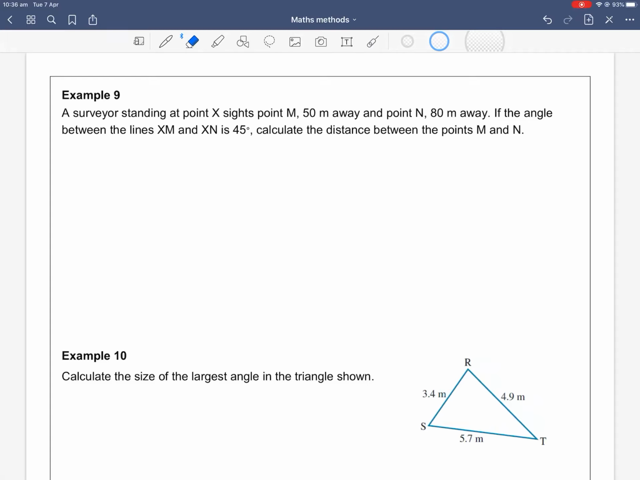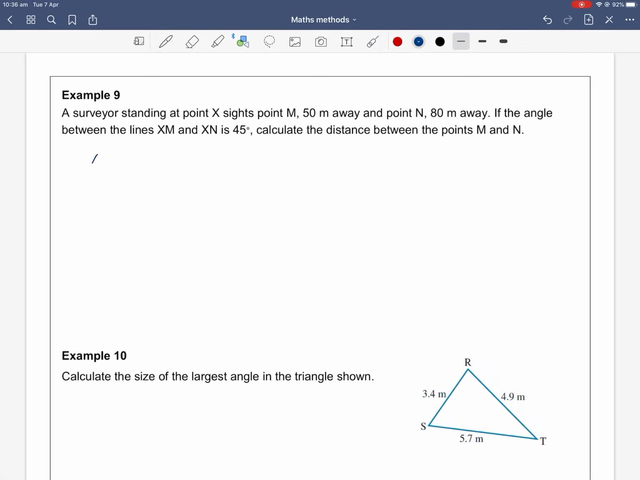So let's see how the cosine rule works with example 9 on page 8. Example 9 says a surveyor standing at point X sights point M 50 meters away and point N 80 meters away. If the angle between the lines XM and XN is 45 degrees, work out the distance between the points M and N. So we have 3 points and we have distances connecting them.